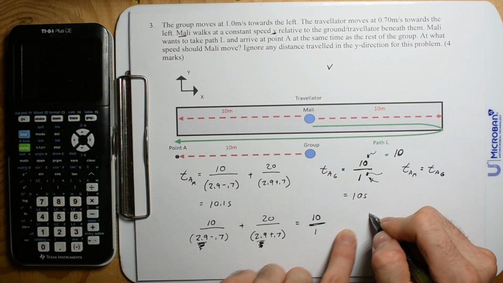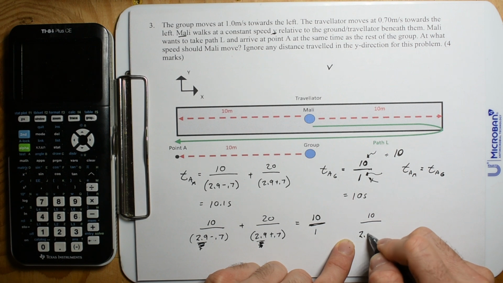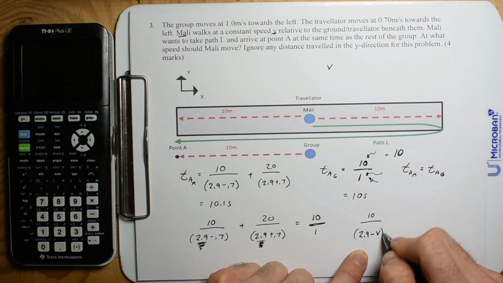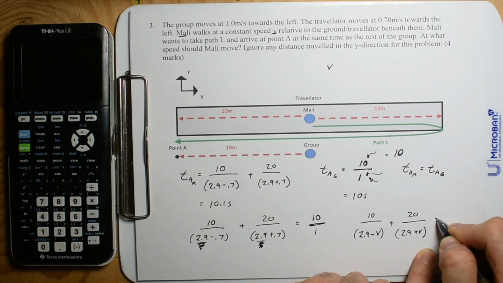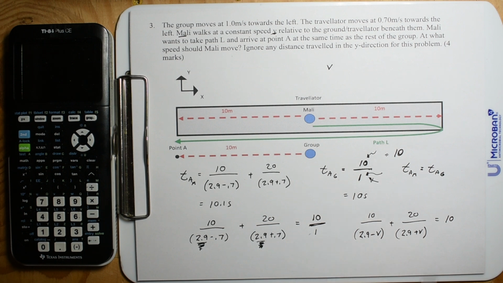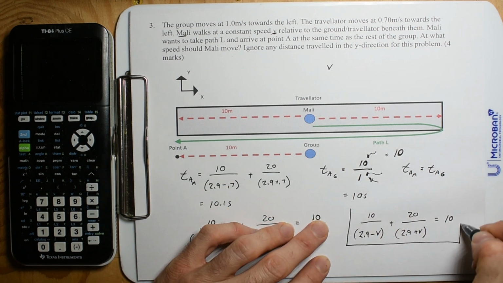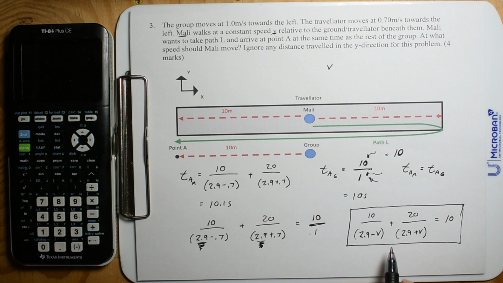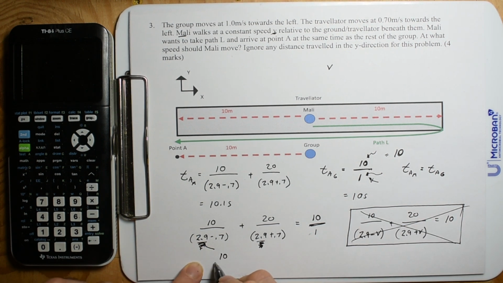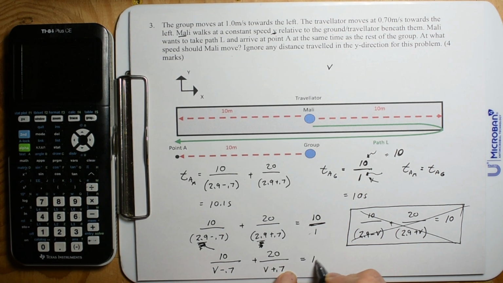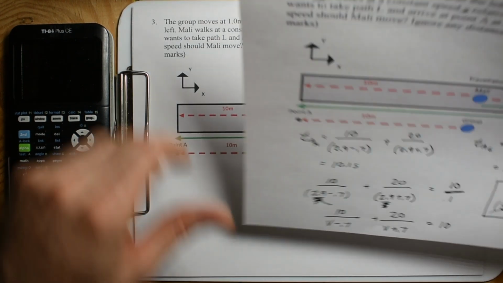And so let's write our equation. So we're going to have 10 divided by 2.9 minus v plus 20 divided by 2.9 plus v is equal to 10. And I'm just going to remove that for now. Alright, this is our equation. And I totally messed it up. This is Malachi's speed, 2.9. So sorry about that. So we have 10 divided by v minus 0.7 plus 20 divided by v plus 0.7 is equal to 10.